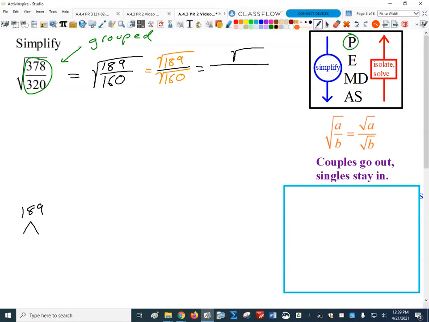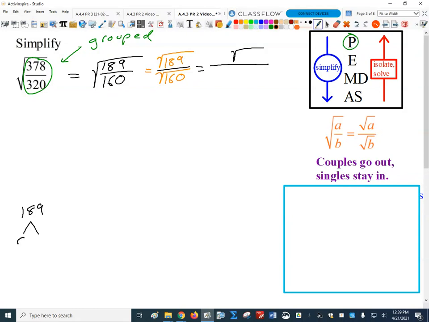Say it again. One more time. The last digit is a 9. Okay, well, the last digit's a 9. If we add these things up, 1 plus 8 plus 9, that's 18. So we know it's divisible by 9. 9 is a better factor for us than 3 if we're trying to do couples go out, singles stay in.